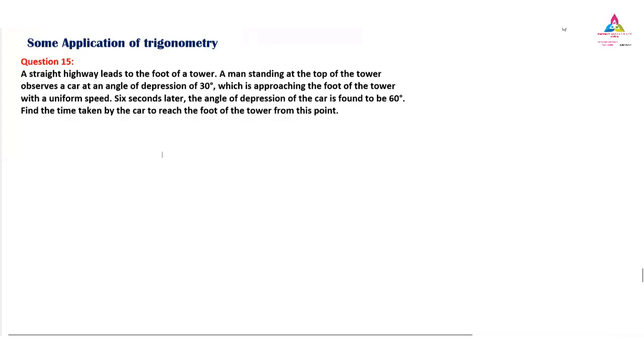In the 15th question of some application of trigonometry, they have given a straight highway leads to the foot of a tower. A man standing at the top of the tower observes a car at an angle of depression of 30 degrees, which is approaching the foot of the tower with a uniform speed. 6 seconds later, the angle of depression of the car is found to be 60 degrees.